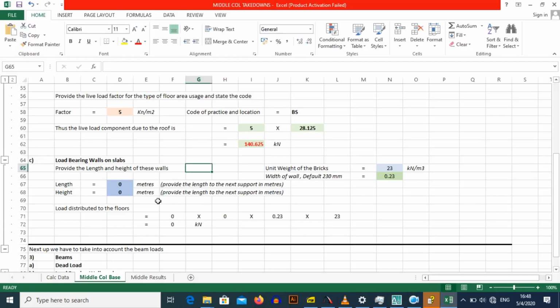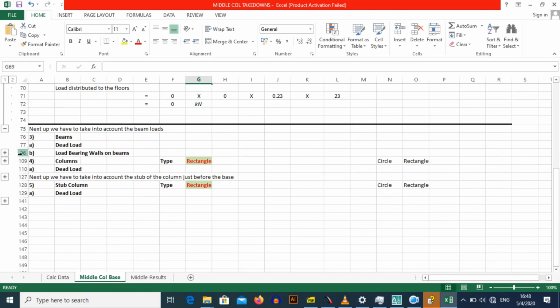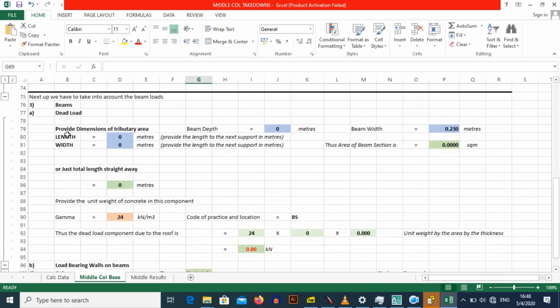So in this case, walls on beams, do we have any length of walls? It's 0. Do we have any height? It's 0. Unit weight of the bricks is 23. Default wall 230. We don't have a 230 wall, so the load from the walls on slabs is 0. Then the next thing we want to do is calculate for the beams.